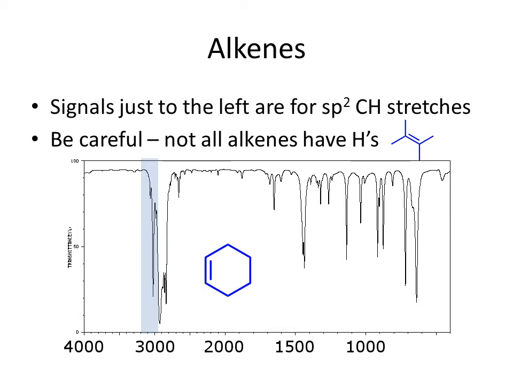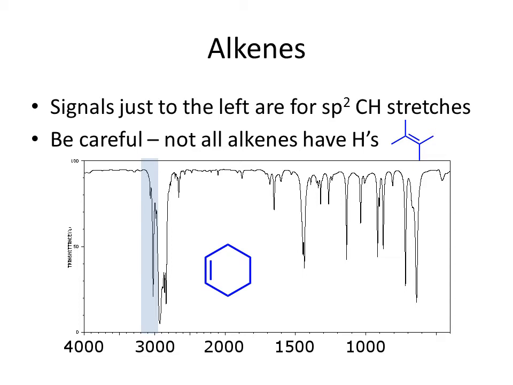Now we should be careful. Just because we have an alkene doesn't mean we necessarily have sp2 CHs. So for instance, this molecule, tetramethylethylene, also known as 2,3-dimethyl-butene, has an alkene, but it doesn't have any H's on the sp2 hybridized carbons. So for this molecule, we wouldn't see anything here. We would only see things here. These other signals have to do with other things.